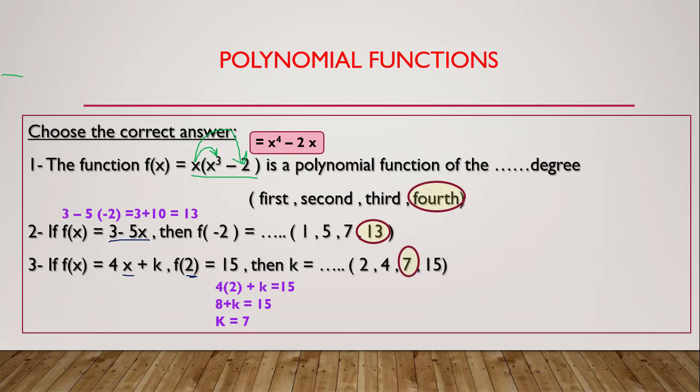So I'll choose 7. Just put 2 instead of x, and I know that f of x will be 15. It's given here: f of 2 equals 15. So I'll put 2 instead of x. Then f of x will be 15. I'll solve this first order equation to get the value of k.